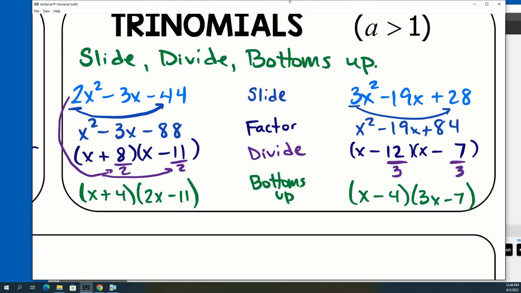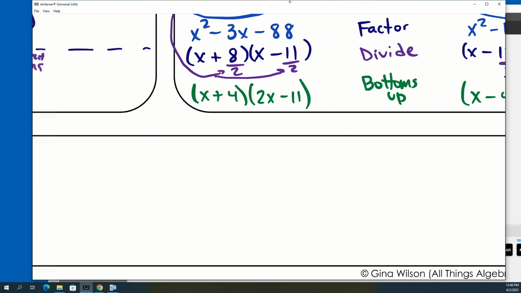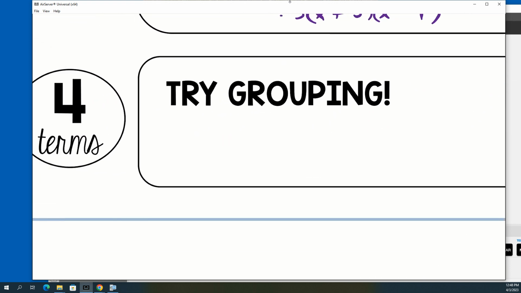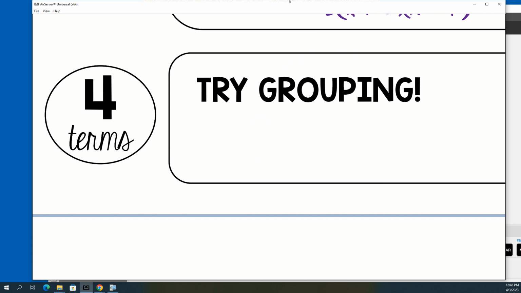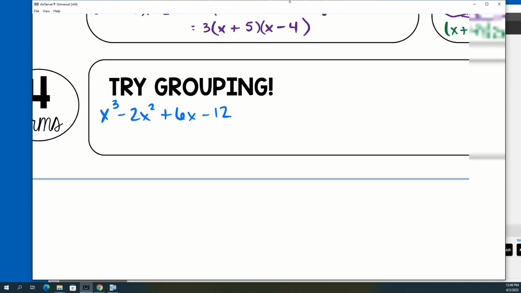It'll be fine. All right, so let's look at it. Whenever there's four terms, there's only one possibility. It's going to have to be grouping. So let's write down the example and then we'll write the steps. For grouping, there's four terms, something like x cubed minus 2x squared plus 6x minus 12. So four terms.